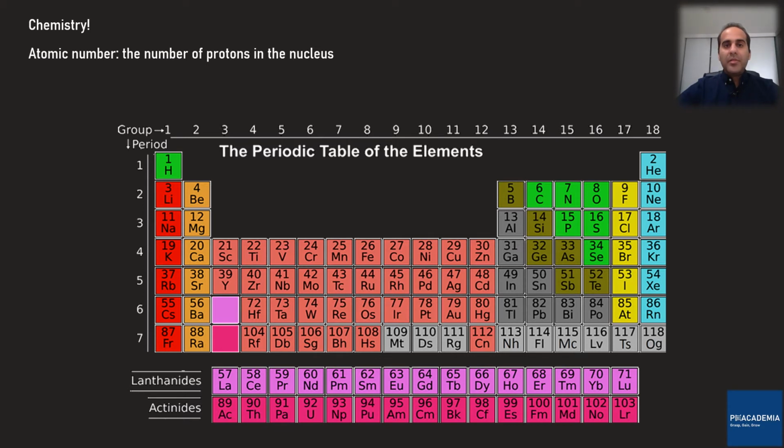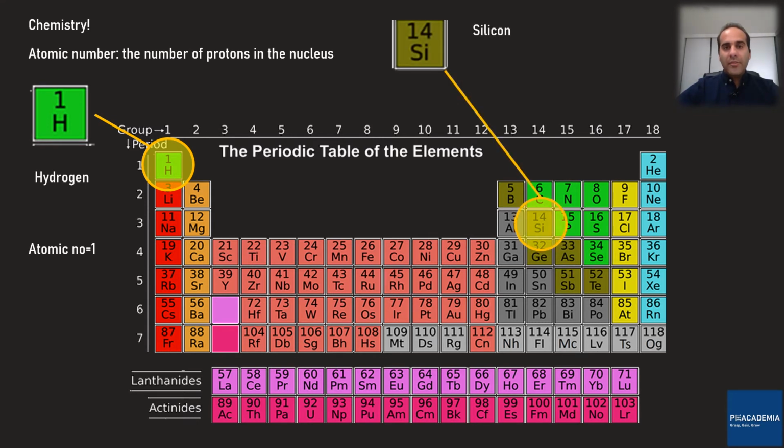Let's grab an element and see what we can extract from the periodic table. Let's take hydrogen. The atomic number of the hydrogen atom is 1. This means there is only one proton in the hydrogen atom. Let's take another element. This time I grab the silicon atom, the most used semiconductor in the electronics industry. Silicon atomic number is 14, meaning that it has 14 protons in the nucleus.